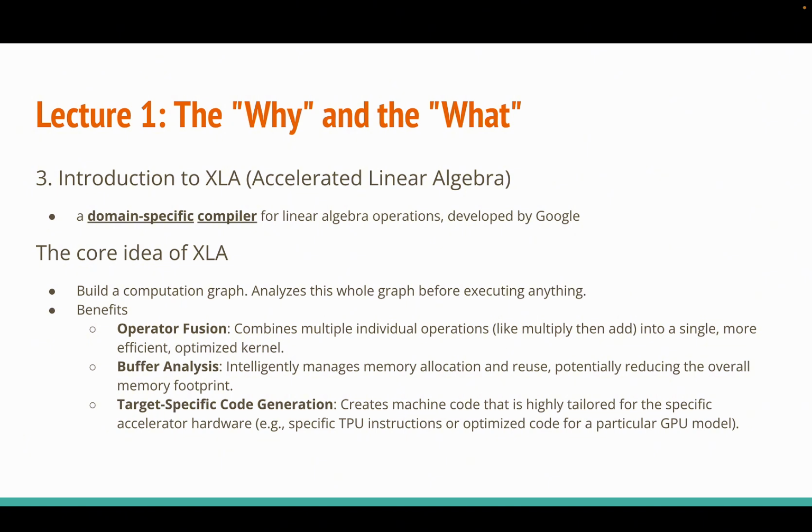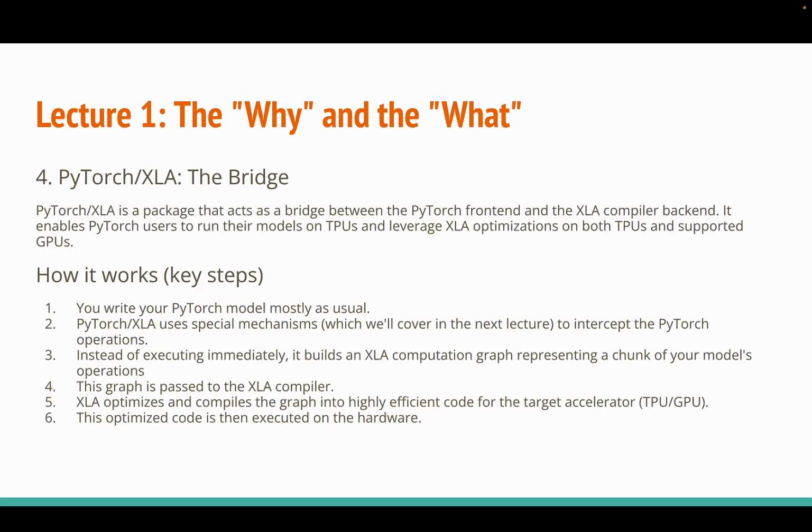Now you must think, it would be awesome if PyTorch and XLA can work together. PyTorch XLA is a package that acts as a bridge between the PyTorch front end and the XLA compiler backend. Remember that PyTorch is very easy to use, but it has eager execution. However, XLA needs the whole picture. It needs a computation graph. The challenge is, how do I get the computation graph while PyTorch is in eager mode? We will discuss more details about how PyTorch XLA achieves that, but for now, let's have a very high-level general idea of how it works.